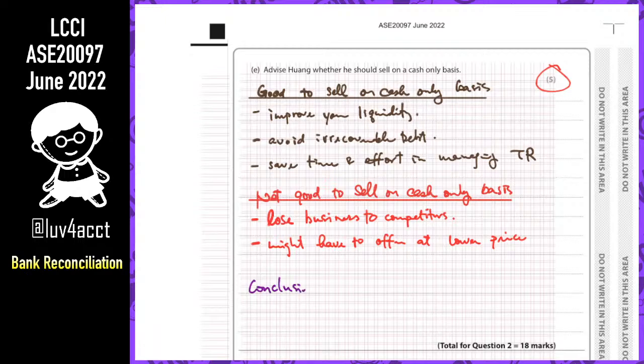You draw a conclusion on that. For me, I will have to see what type of business it is. If it is grocery selling, of course, cash basis. But if you are a wholesaler, then most probably you can't sell on cash basis only, right? So here I would prefer to sell on cash basis only, because we are giving more points on the good side, right?